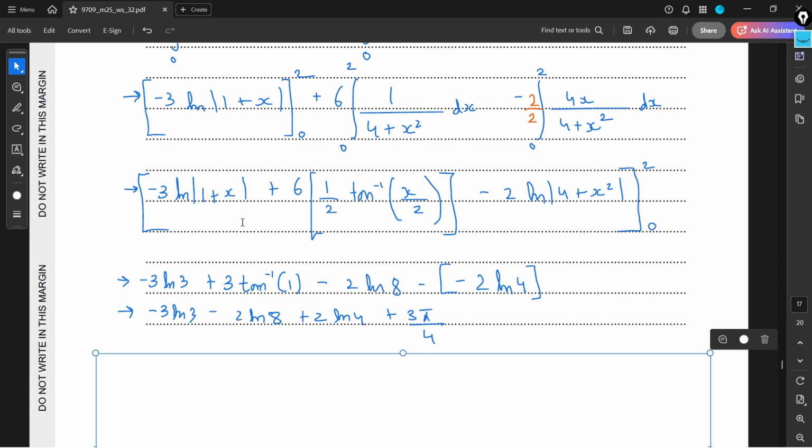And then if I put 0 over here, ln of 1 is 0. So that is going to be cancelled out. Tan inverse of 0 is 0. So even this is cancelled out. So I'm just left with minus of minus 2 ln of 4.